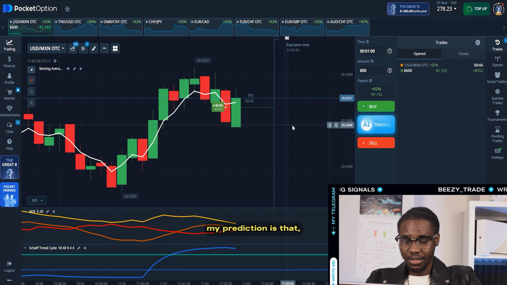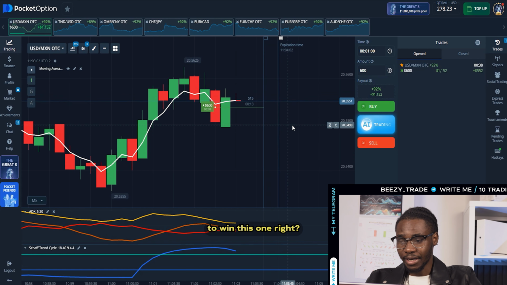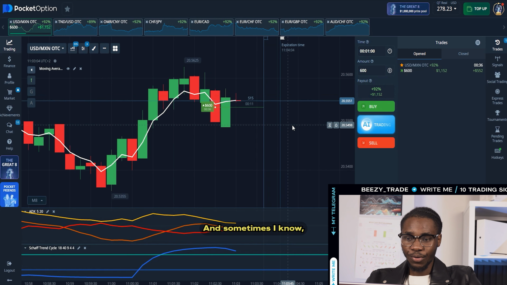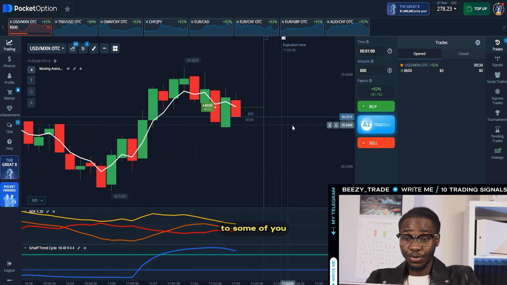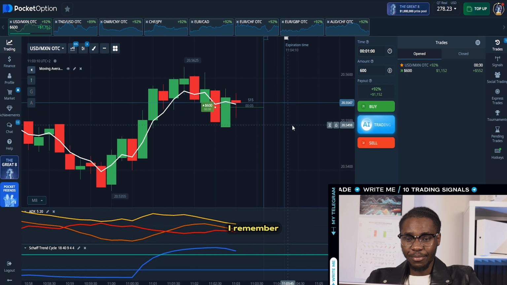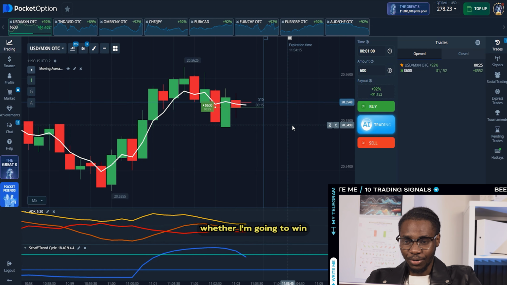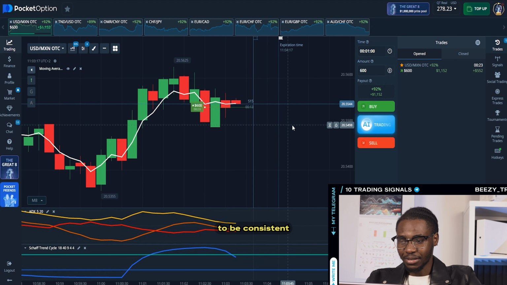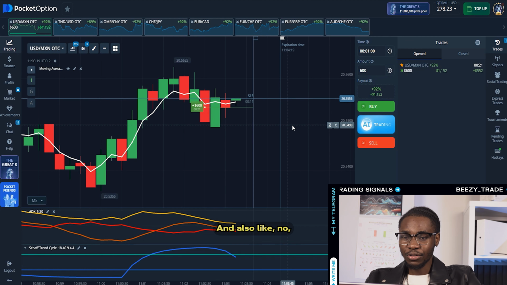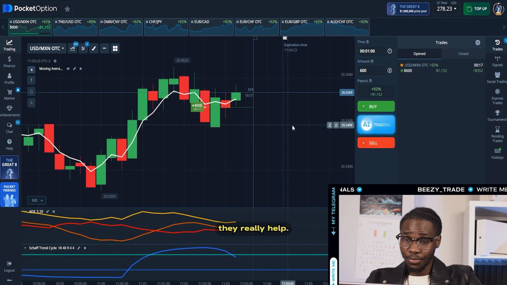According to my prediction, the market needs to go up at some point. We just have to win this one, right? Sometimes I know it's really scary to some of you who maybe are just starting trading. Even for me, I remember when I was starting out, it was really scary. I don't know whether I'm going to win or lose. But you just need to be consistent, and also know what you're going to use, especially the indicators, they really help.